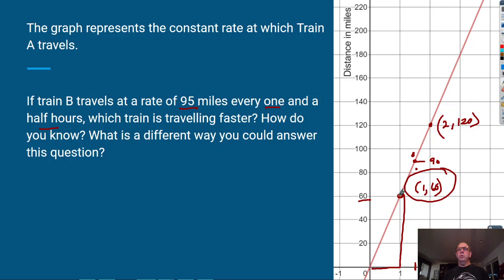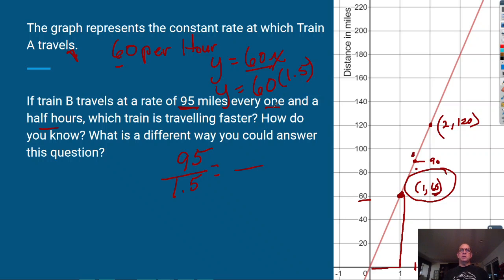I can take this first point here. This is my constant. This train, train A, travels at 60 miles per hour. That's my constant, 60 miles per hour. So I have y equals 60x. This one is 95 every 1.5 hours, so that would be 95 over 1.5 hours. So I can do this and divide it in my calculator and get an answer. Or I can do this and say, well, what if I did 1.5 times 60? 60 times 1.5. What would that be?